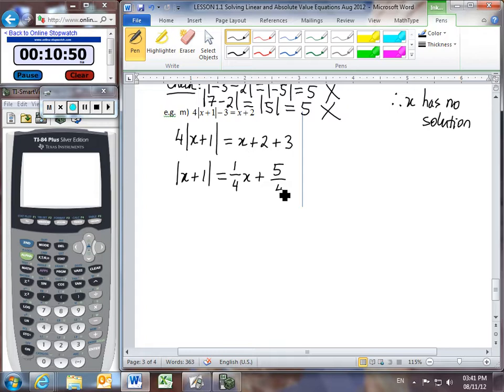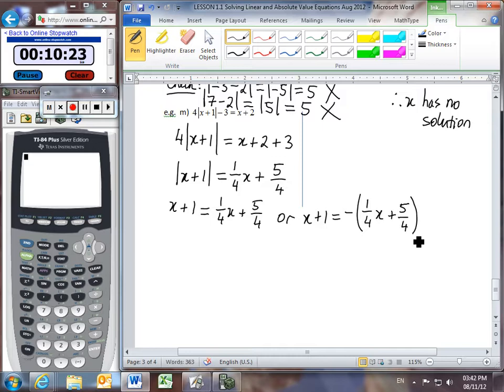Now I'm ready to take away my absolute value. So x plus 1 is either equal to the right-hand side as it appears, or remember it can also be equal to the negative of the right-hand side. So let's change it into a negative of the entire right-hand side. I'm going to put the whole right-hand side into parentheses as a reminder that I need to apply that negative to every expression on the right.